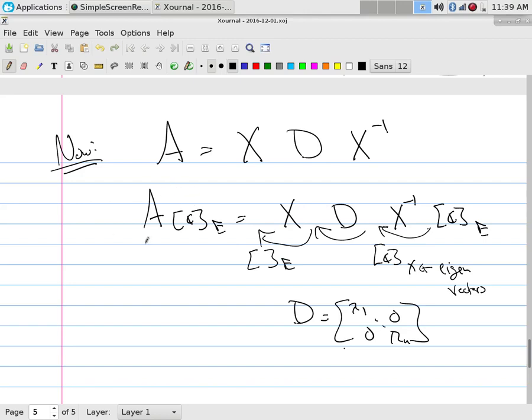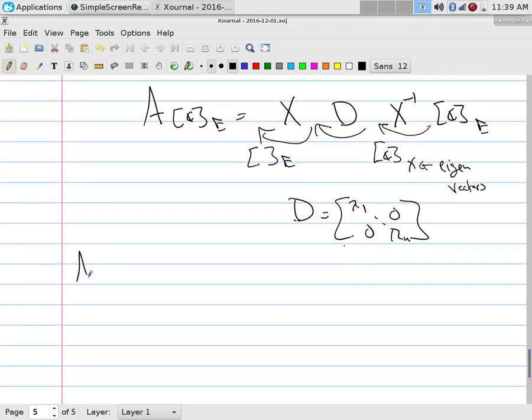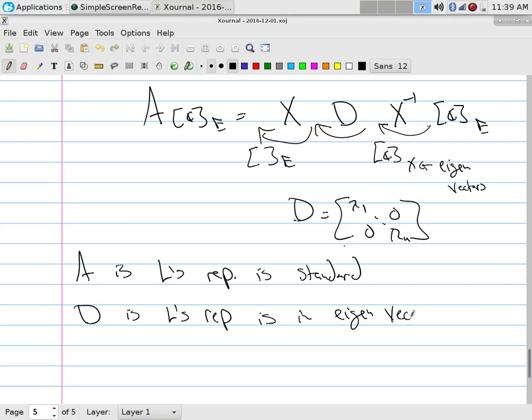Now, this looks familiar. These are similar matrices, right? So that tells me that when I look at this, A is L's representation in standard. D is the exact same transform, but its representation is in the eigenvector basis. Does it make sense a little bit?